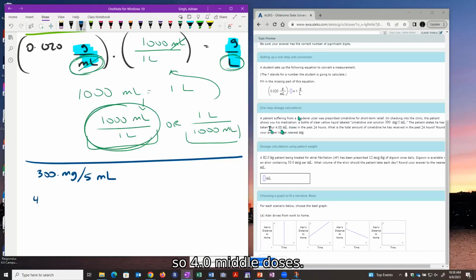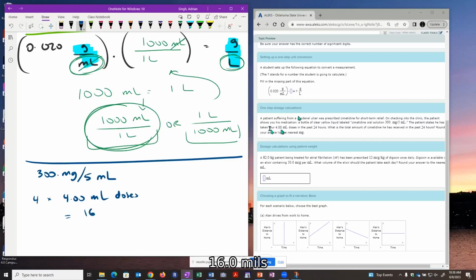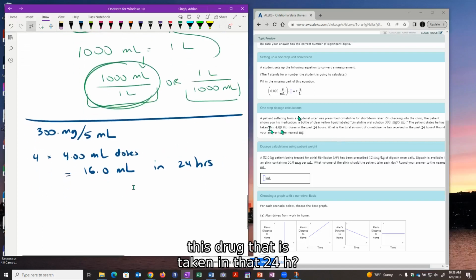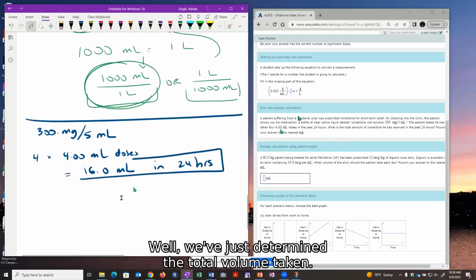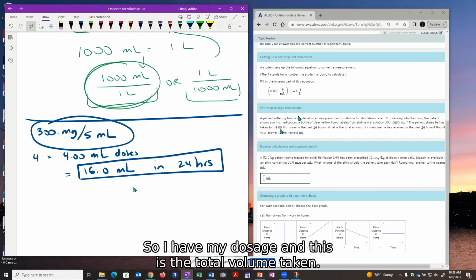So 4.00 mil doses. So this would be 4 times 4 is 16.0 mils in that 24 hours. Okay, and we need to figure out what's the total amount of this drug that he's taken in that 24 hours. Well, we've just determined the total volume taken. This is the dosage in terms of milligrams of the drug per volume. So I have my dosage, and this is the total volume taken.